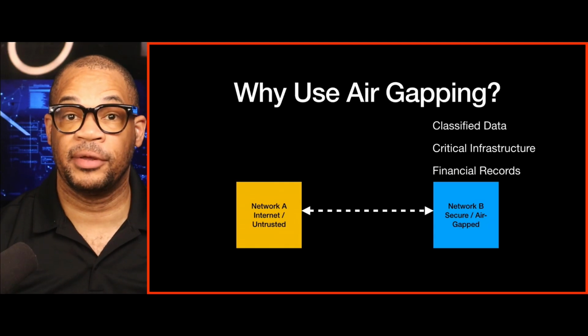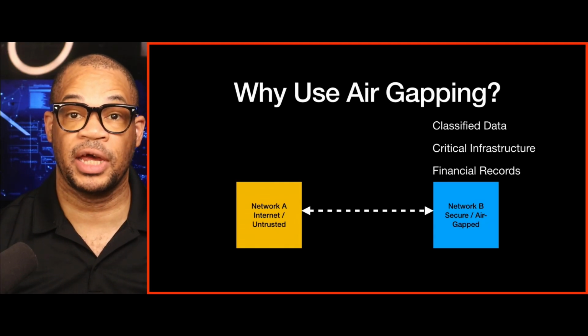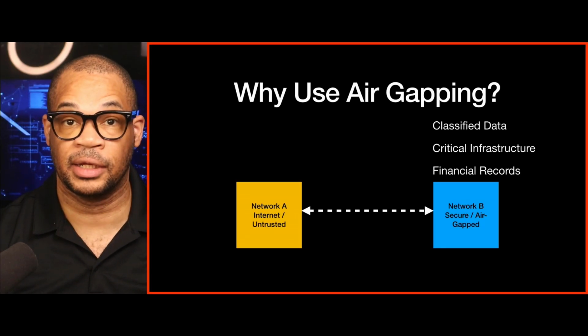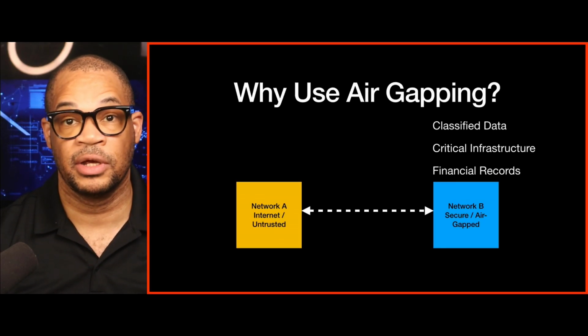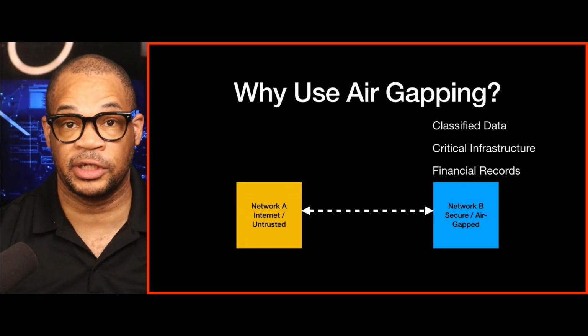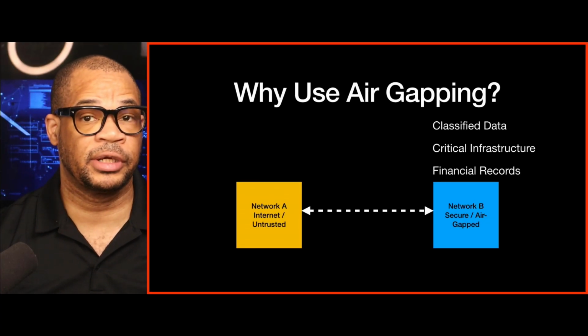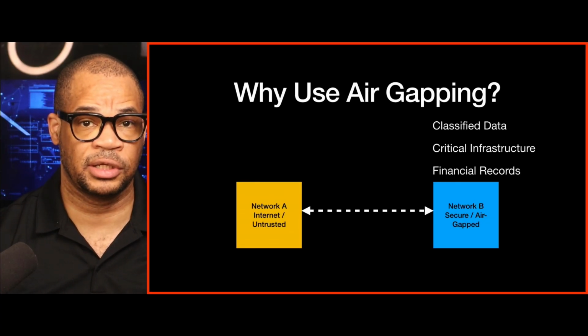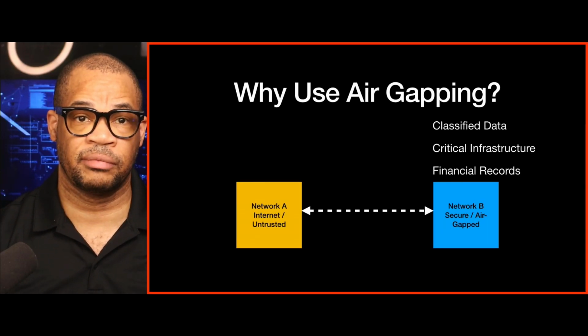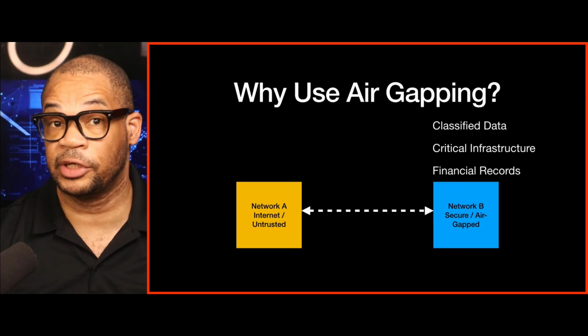Organizations use air gapping when they must protect their crown jewels. For instance, classified data like military plans or patents, critical infrastructure like power grids or nuclear facilities, financial records, bank, stock exchanges, crypto. If malware can't reach a system, it can't steal data or disrupt operations.